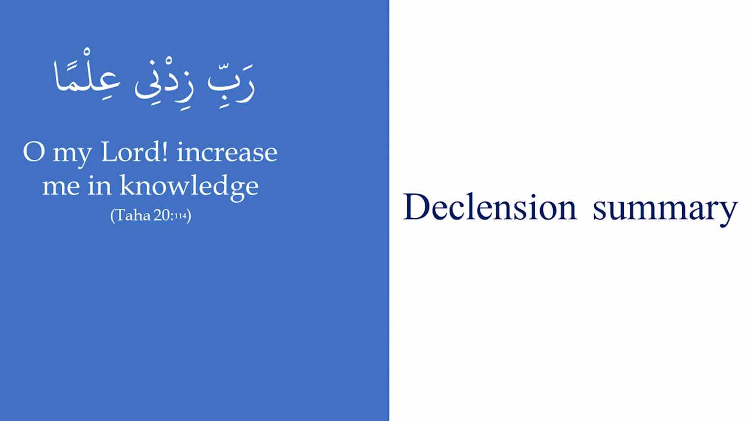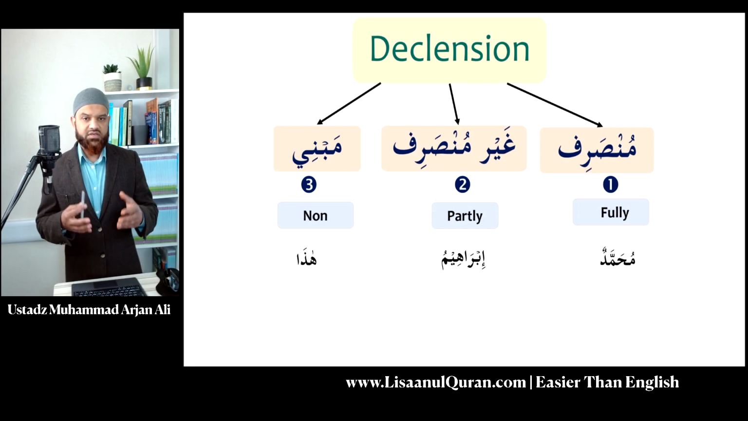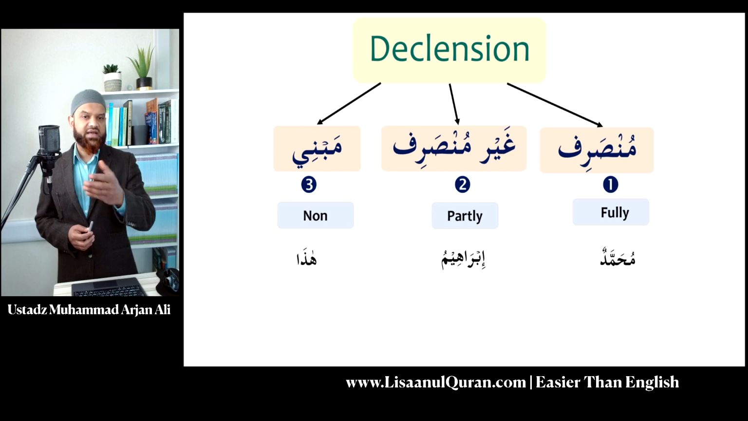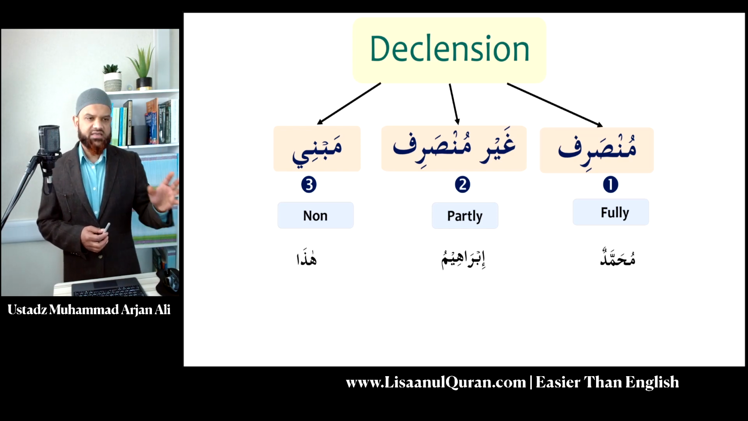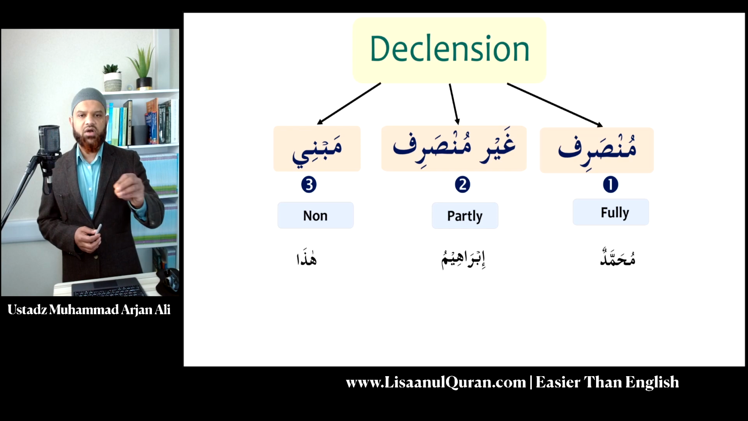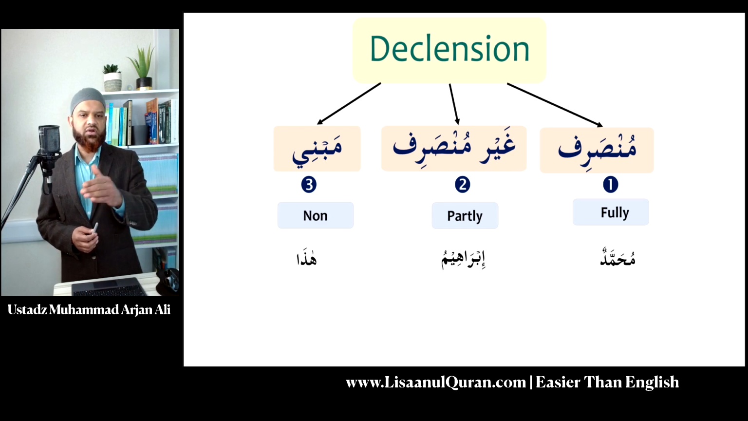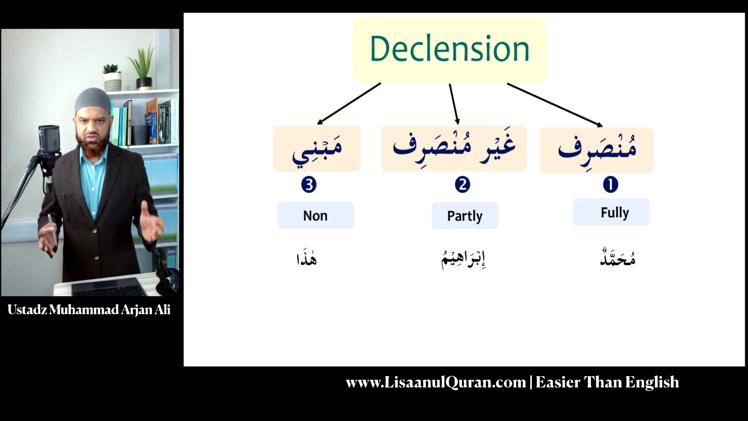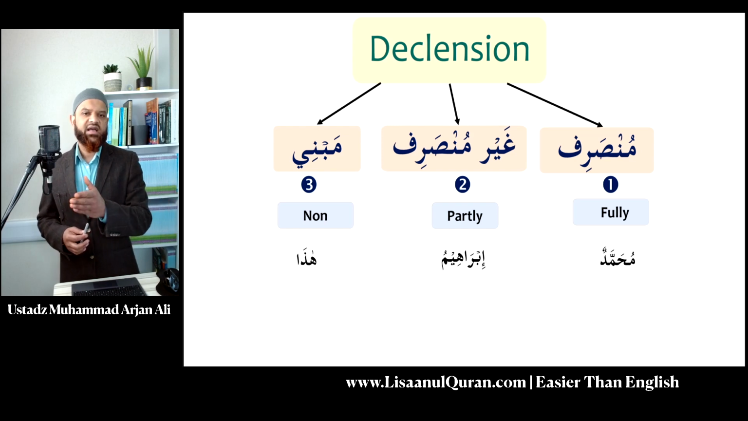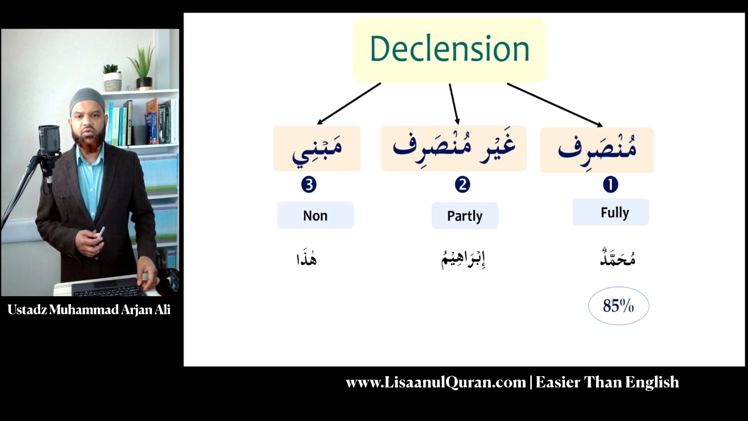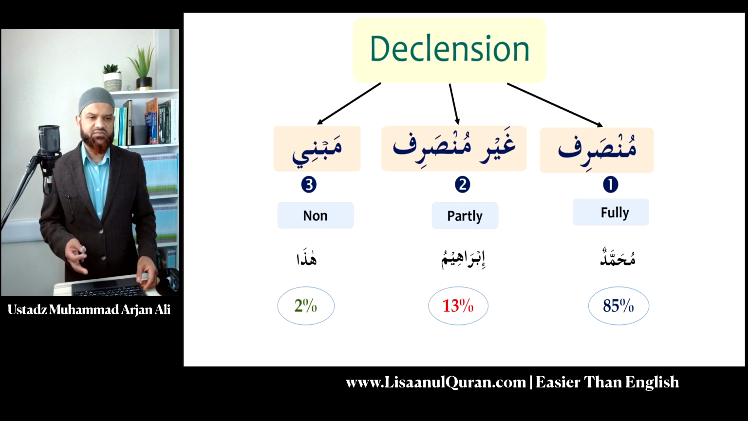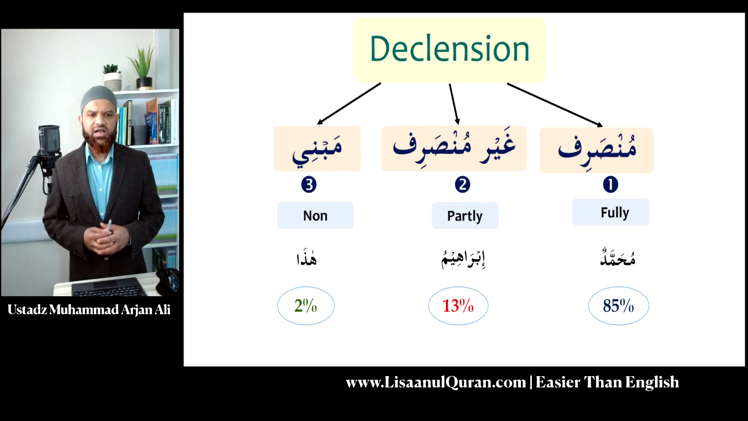Summary of declension. So brothers and sisters, for you as a final reminder, there are three main categories of declension. Fully, for example, Muhammadun, Muhammadan, Muhammadin. In Arabic, it is called munsarif. Then we have partly, ghayru munsarif, Ibrahimu, Ibrahima, Ibrahima. And then we have mabni, which is non-declining, hadha, hadha, hadha. So again, just as a reminder, the overwhelming majority of them will be fully, about 2% will be non-changing, and 13% will be partly declining. And that's really what you're going to be coming across in your study.